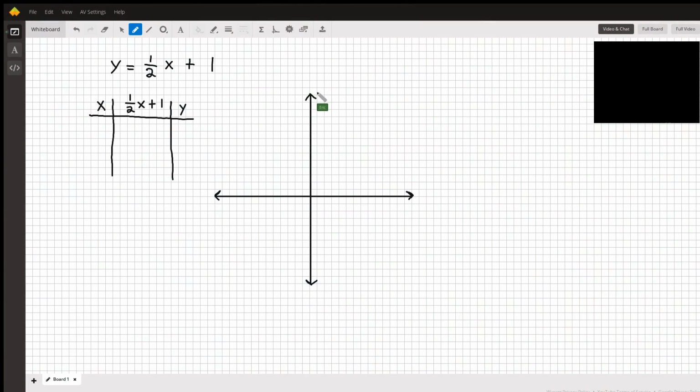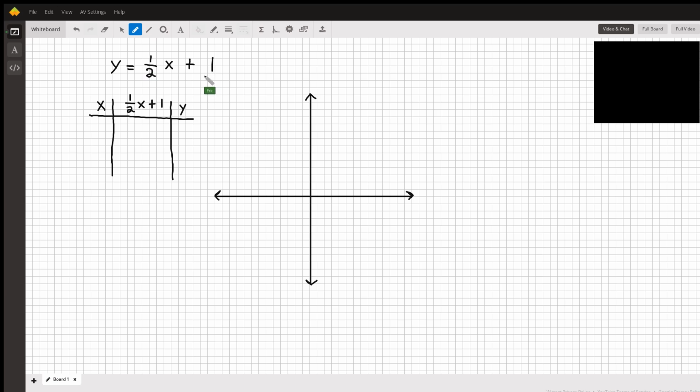Alright, in this problem we're asked to graph the linear equation y equals 1/2 x plus 1. Now there are a few different ways that we can do this. One way would be to use slope. Slope is rise over run. Slope just describes how steep a line is, so we could use slope. Our slope would be 1/2, our y-intercept would be 1.